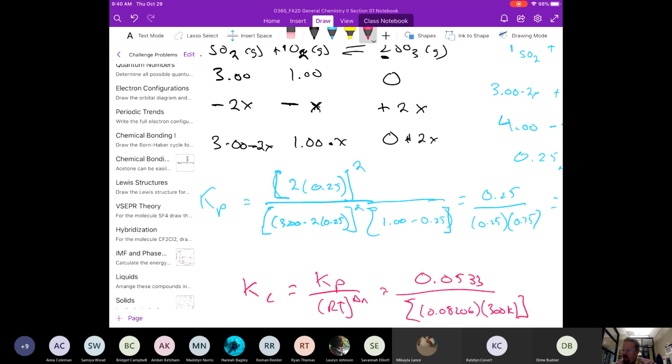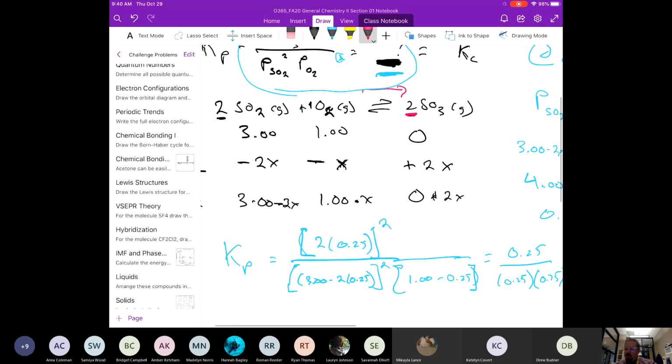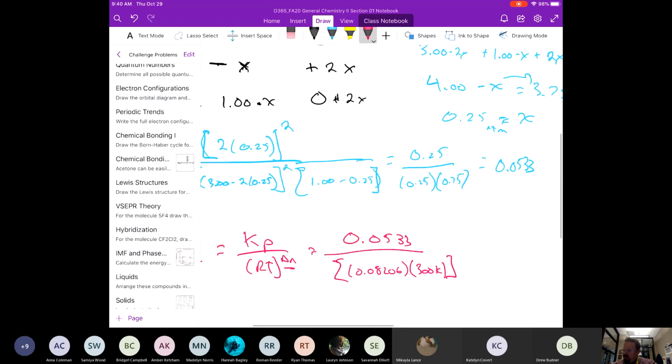So we have to look at the change in moles of gas. So if we look in our balanced reaction, we end with 2 moles. We started with 3 moles. So this is going to be 2 minus 3. When we do that math, our Kc, capital Kc, is going to equal 1.31.